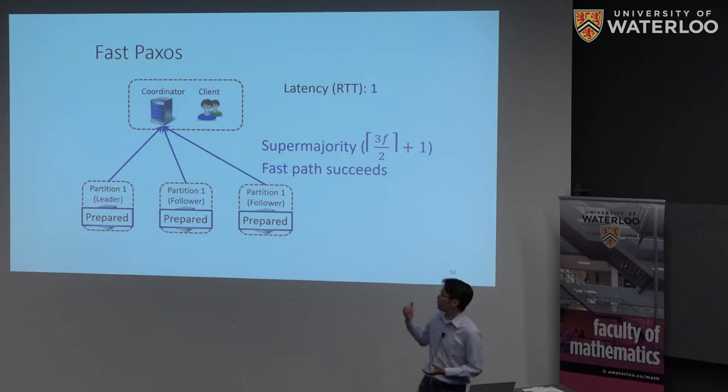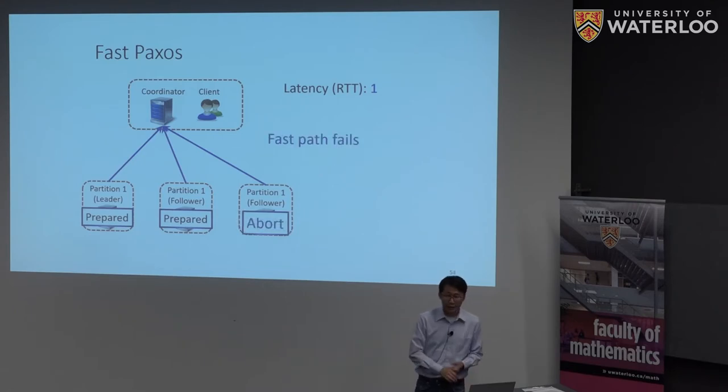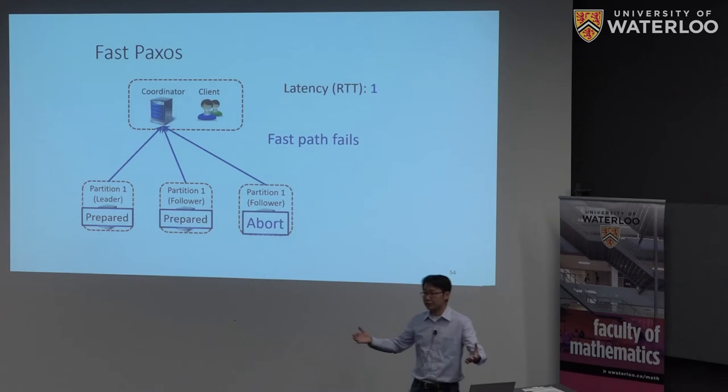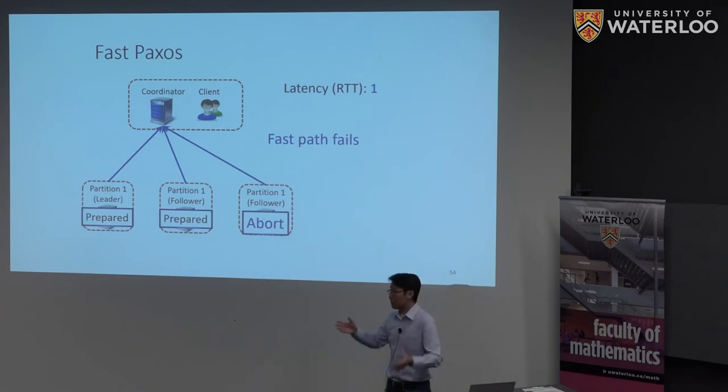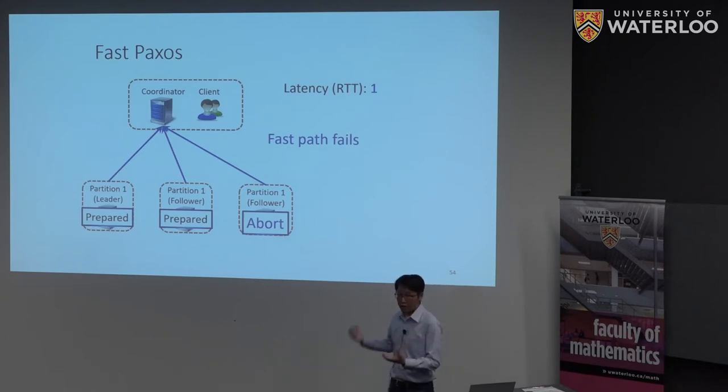Okay? And the reason why we need a supermajority is that we want to make sure the system still reaches the same conclusion, even if we have F failures later on. Okay? Now, unfortunately, this fast path doesn't always succeed. Sometimes it will fail. And it could fail because these different replicas are receiving transactions in different order. Okay? So there may be multiple concurrent transactions, and all of them may receive them in a slightly different order. And as a result, in this particular case, one of the followers will decide to abort the transaction instead of preparing the transaction.